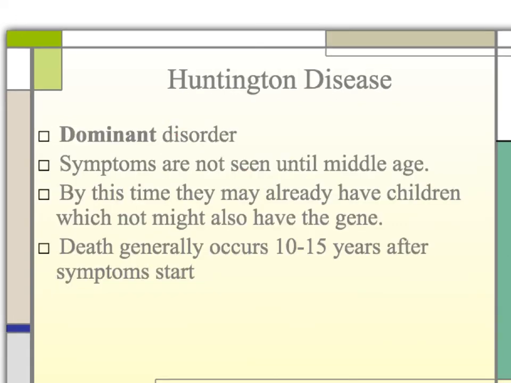An example of a dominant disorder is Huntington's disease. Now, with Huntington's disease, the symptoms are not generally seen until middle age. So the problem is, by the time the person who has this disorder realizes they have it, they've generally already had children, which is how this disorder gets passed on. Death generally occurs 10 to 15 years after the symptoms start.